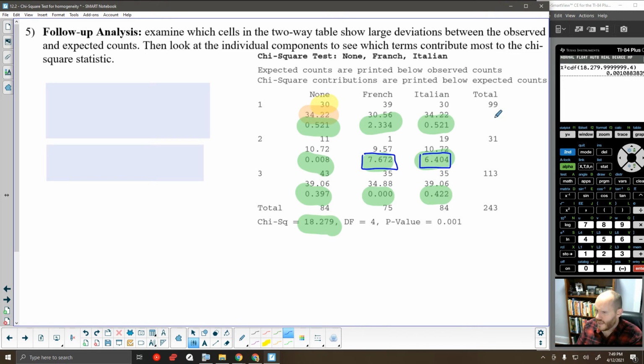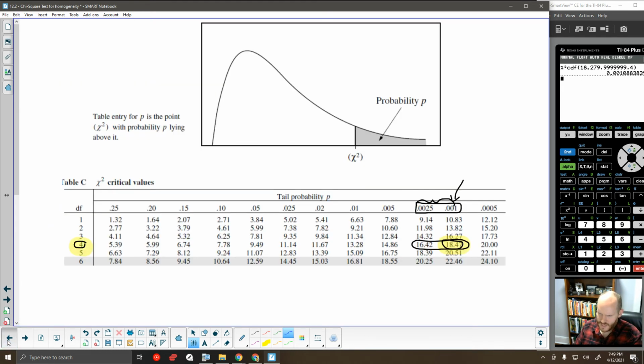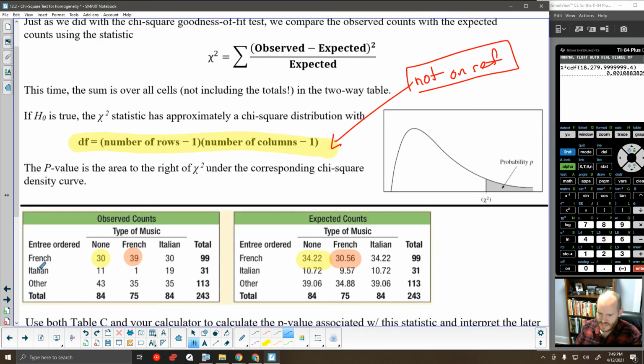And if I notice what's happening here, this value is much less than expected, and this value is much more than expected. So this is where the biggest difference in my distributions is occurring. And it looks like ordering when French music is playing and when Italian music is playing, it's the change in this order. So I actually don't remember what that second column was, so I'm going to go back a second. So that's Italian. So it's ordering Italian.